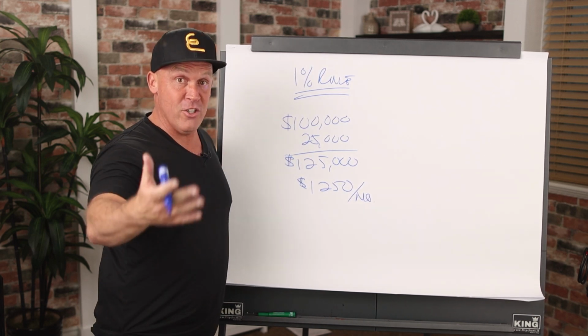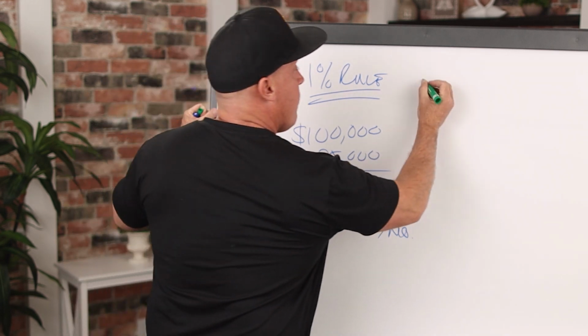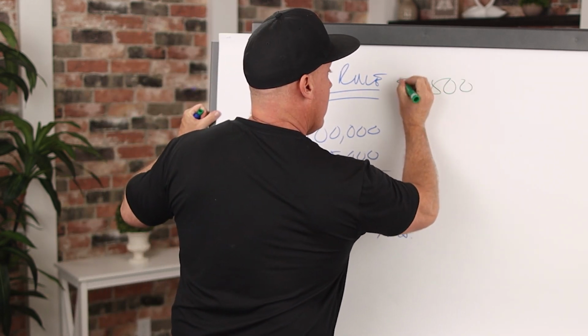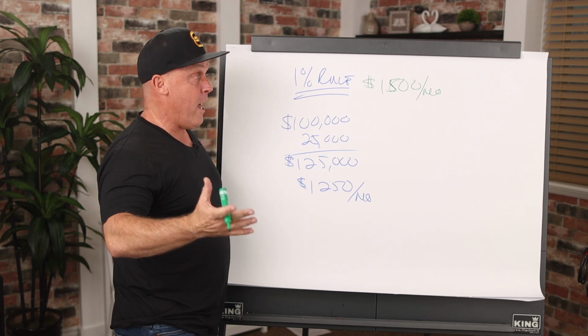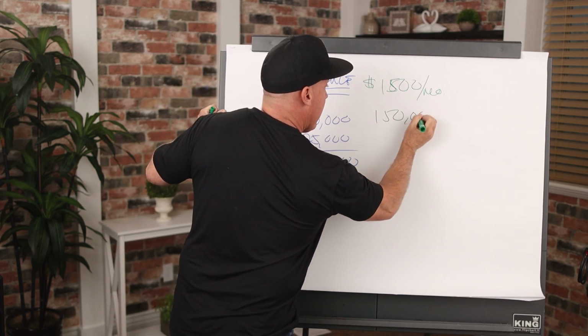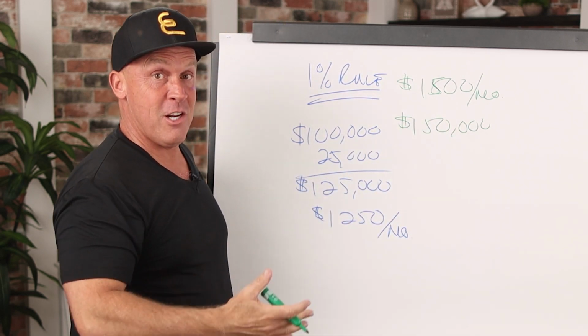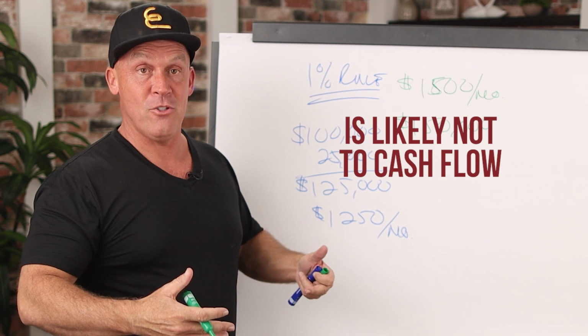And you can reverse it too. For example, if you know a property rents for $1,500 a month, you know now that you cannot afford to pay $150,000 or more for it. If you pay over $150,000 for this property, it's likely not to cash flow.